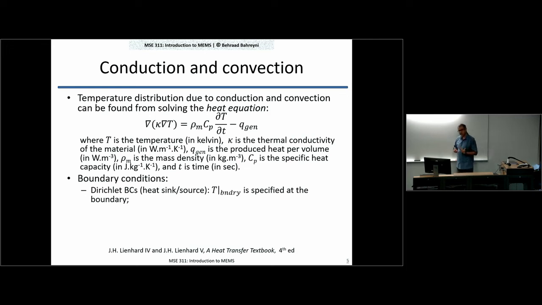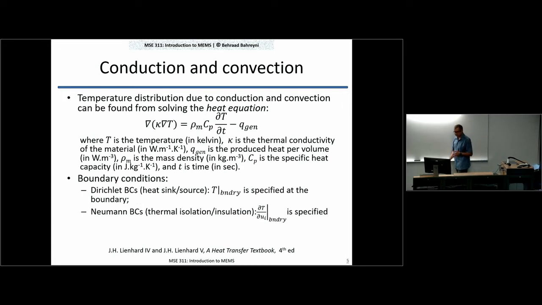We can solve this equation with different boundary conditions. A couple of common ones are Dirichlet boundary conditions, where, for example, you have a heat sink or a heat source, and the temperature at the boundary is specified, right? So you basically have made this heat sink, you run it, and you figure out this is the temperature at the boundary. Or you have, let's say, a Peltier element, and you can figure out what the temperature at the interface is. And with that boundary condition, you can go and solve this heat equation, steady state or transient.